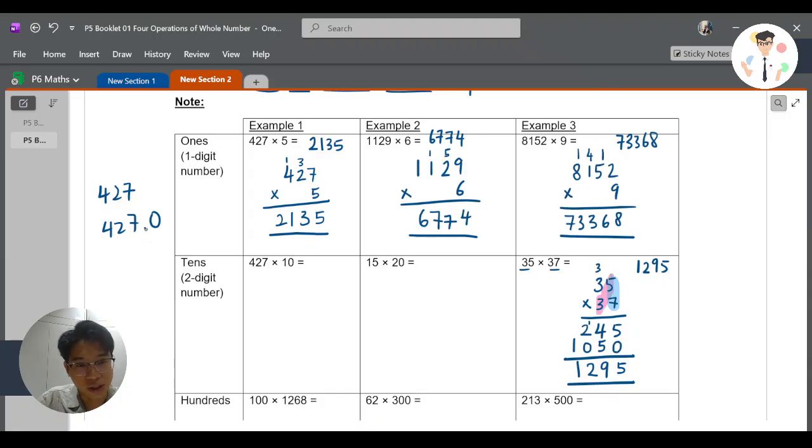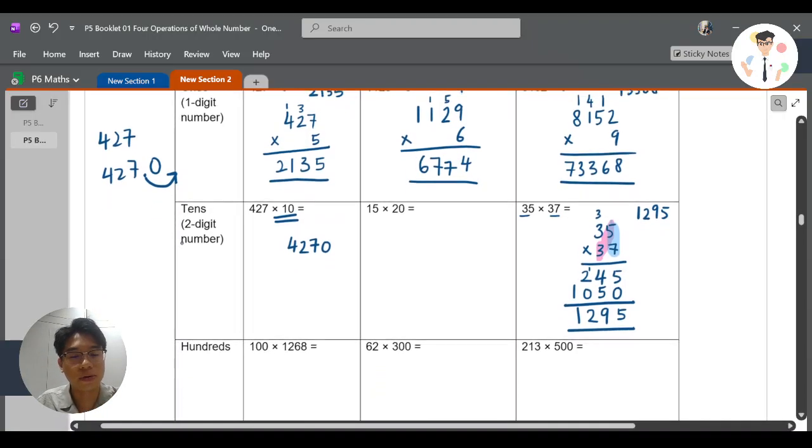That's why this point is very important. When it's times 10, you move to the right. So it will be like this. So 427 times 10 will become 4270. So if it's times 10, how many zeros? 1 zero. You move 1 time. Okay?